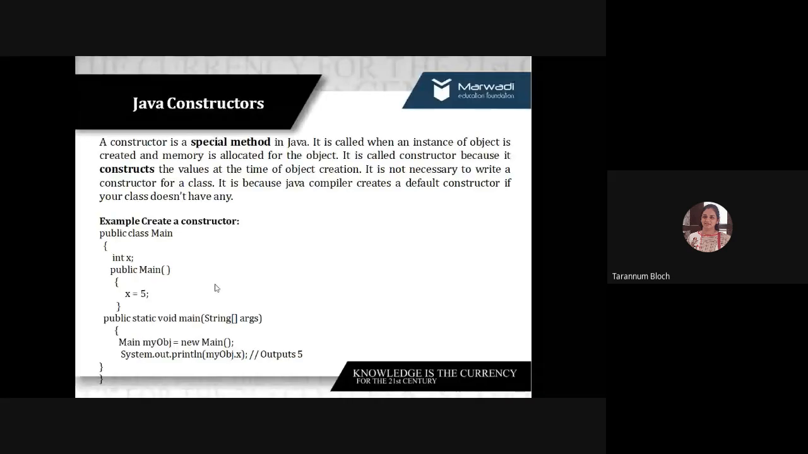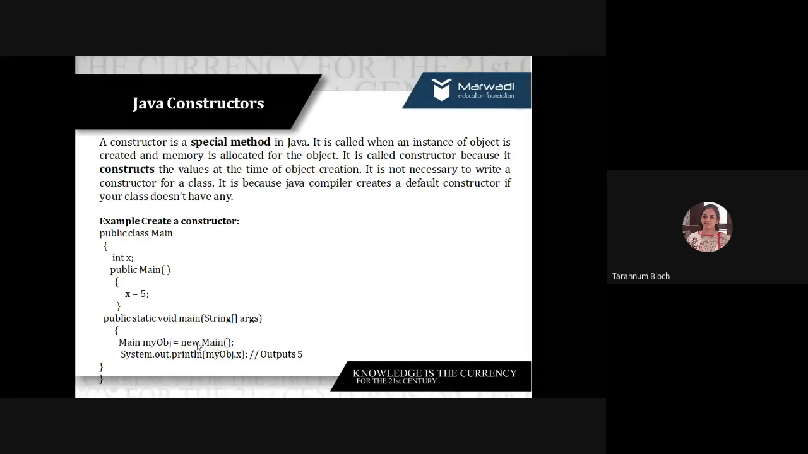Can you see the example? I have public class Main, and I'm writing int x and public Main. This is a method with the same name as the class name. Main is my class name and Main is my method over here. And what I'm doing in the method Main, I have written x = 5, assigning the value. And now you can see here, I have written public static void main, and in that I have created an object.